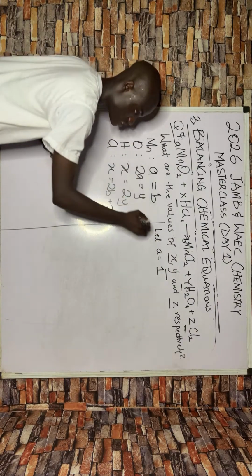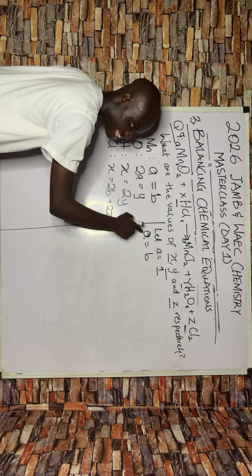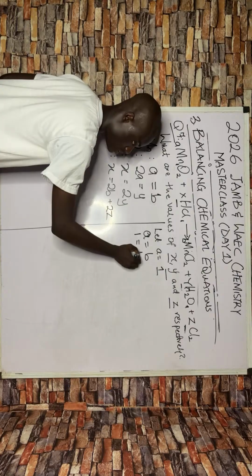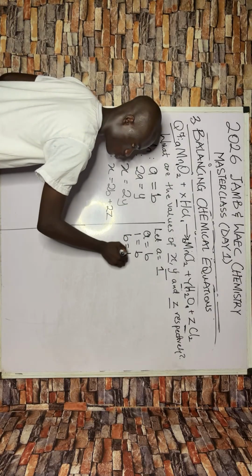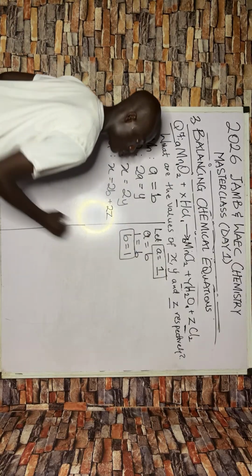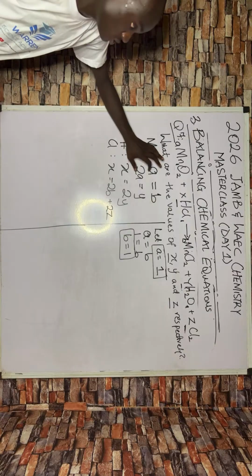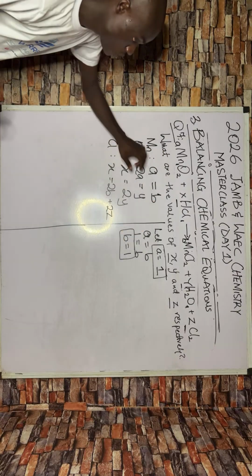So from our first equation, A is equal to B. And already we have defined A as 1. So 1 is equal to B. That means that B is equal to 1. So A is equal to 1, B is equal to 1. Then we'll move to the next equation, since this one we have sorted out.